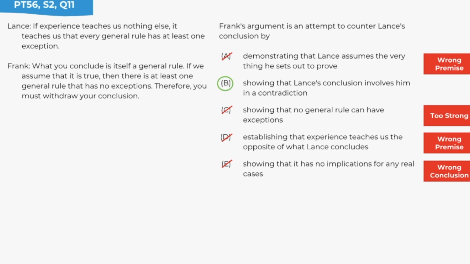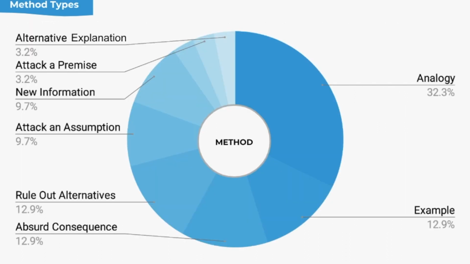All right, so that takes us through a little bit of a tour of some of the common types. But let's look at a broader range of types. So we looked at analogy. 32% of method questions rely on an analogy within it in order to make the argument work. 13% use an example. We saw absurd consequence, 13% use that. We saw rule out alternatives, another 13% use that. Attack an assumption is something else we saw, 10% use that.